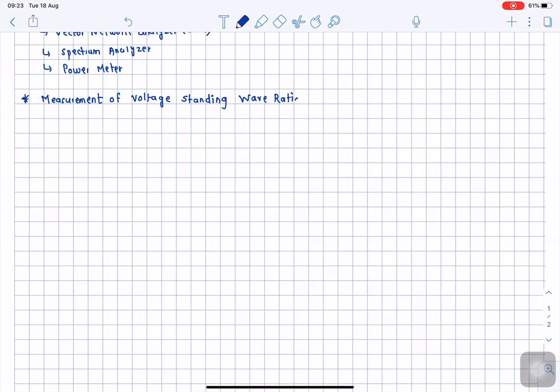Or in short, we call it a VSWR. Now, first of all, we should know the meaning of what VSWR is. VSWR is a measure of impedance matching.